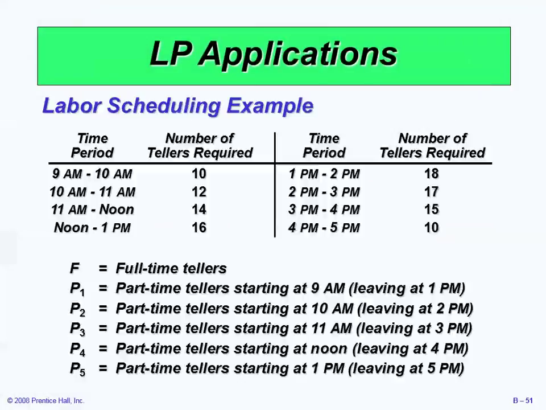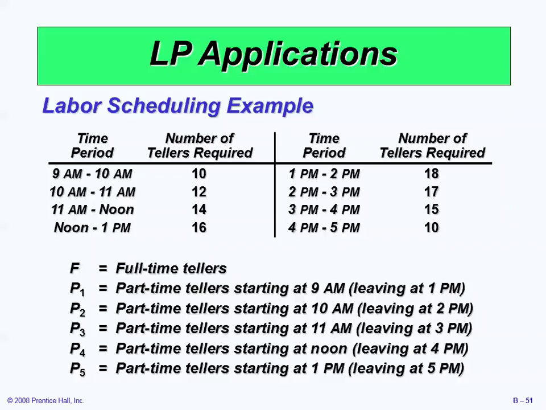Okay, so here's a nice type of thing. So we have a bank. In a bank, there are a certain number of tellers that are required. Depending on rush hour and things, we may need more tellers in some periods than others. So suppose, for example, in period 9 to 10, we require 10 tellers. In period 10 to 11, we require 12 tellers. 11 to noon, 14. Noon to 1, 16, and so on. All this is the requirement of tellers.